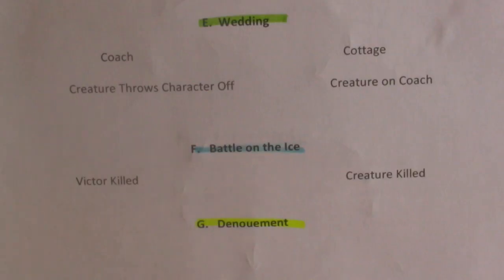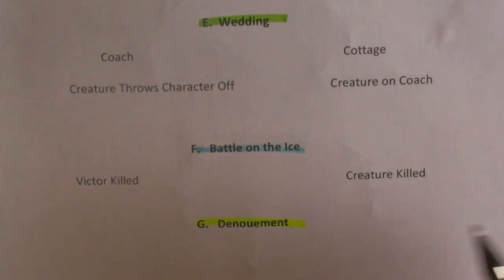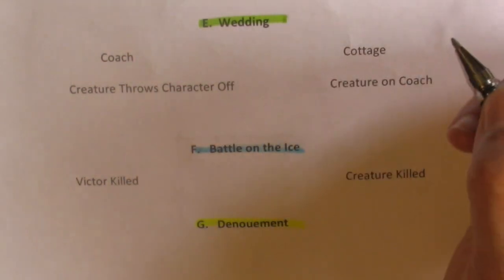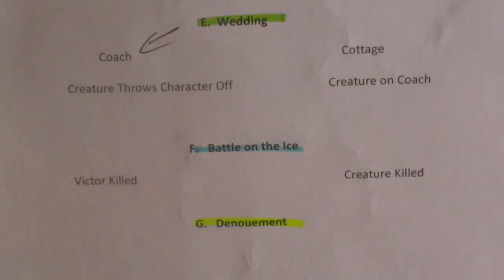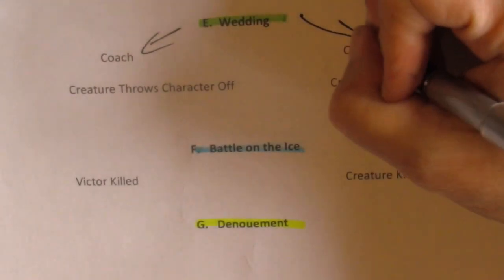That leads to the wedding at the Frankenstein Chateau. And the honeymoon is going to be this lakeside cottage that's just a couple miles away. And it's wintertime, it's snowy. So the characters have two options, right? They can ride with the coach and accompany the bride and groom, or they could go ahead to the cottage.